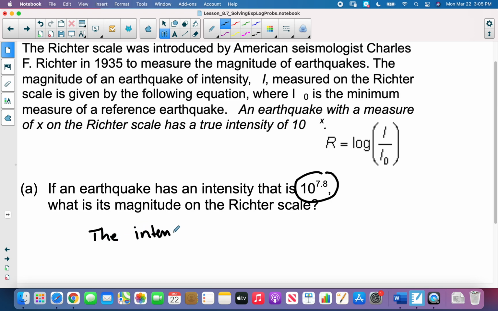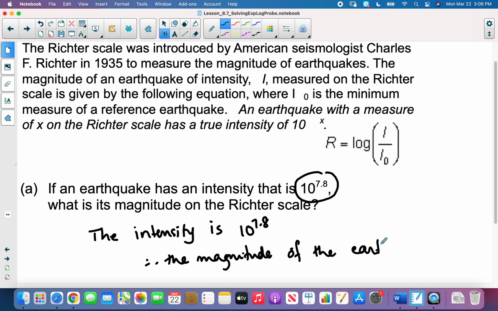Intensity is 10 to the power of 7.8. Therefore, the magnitude of the earthquake is 7.8 on the Richter scale.